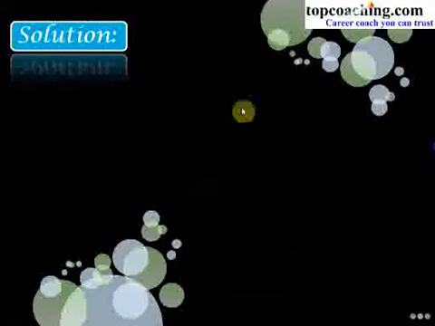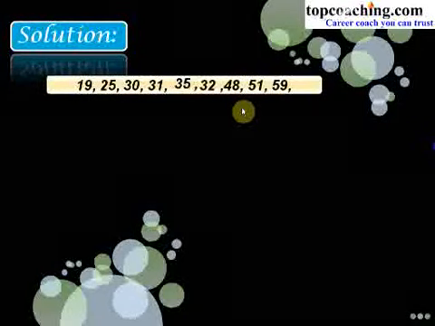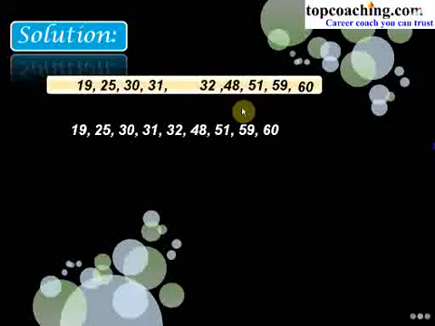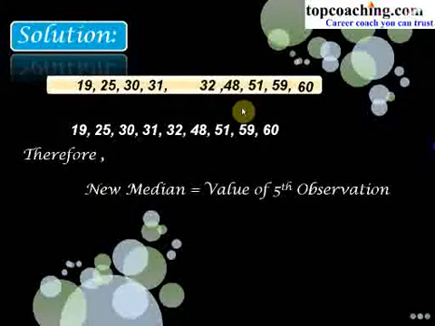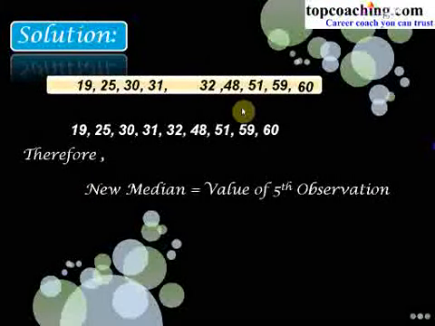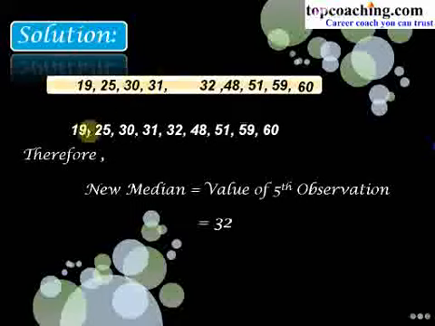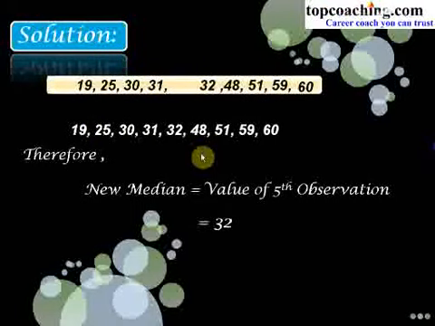Now according to the question, if 35 is replaced by 60, then the series will be like this: 19, 25, 30, 31, 32, 48, 51, 59 and 60. Again there are a total of 9 observations, an odd number, because the number of observations doesn't change. Why? Because one number is replaced by the other number. So the value of the 5th observation is 32. First, second, third, fourth and 5th. So we can say after replacing the values, the value of median is 32.